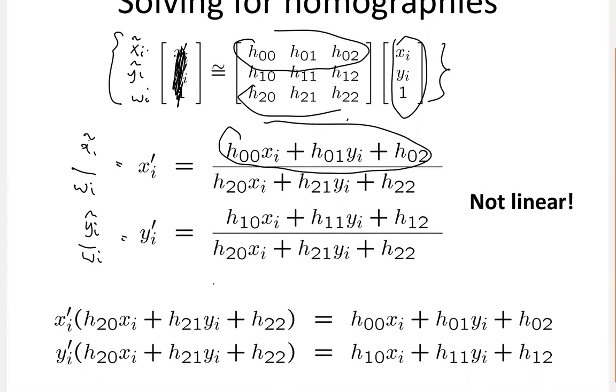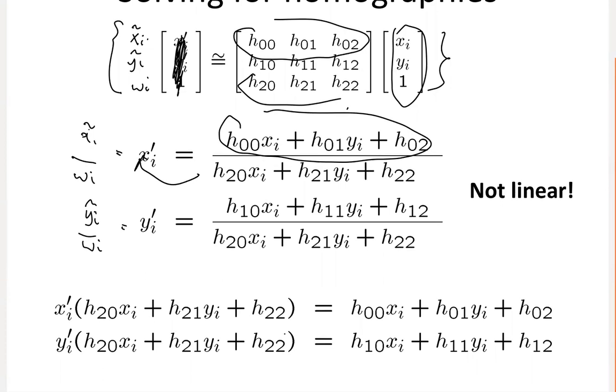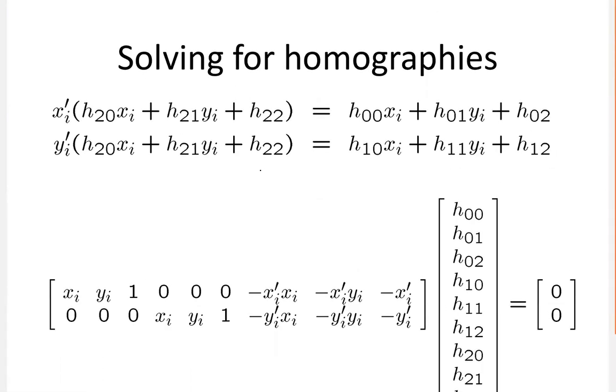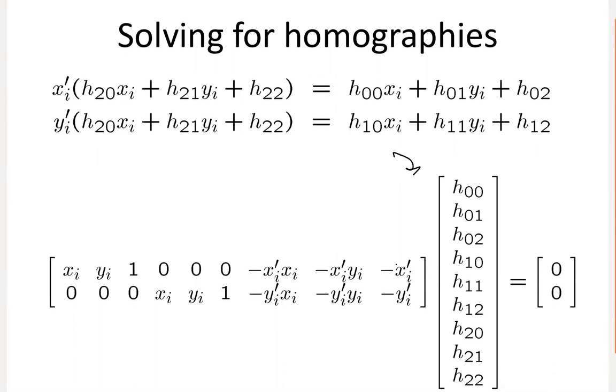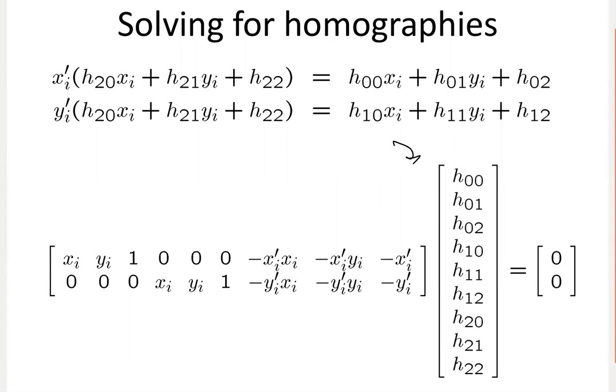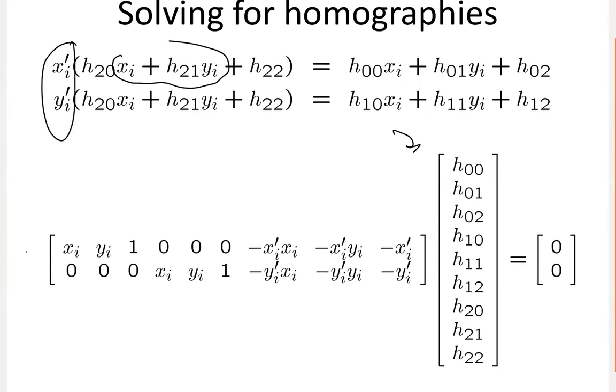So then we just rearrange things like this, multiply on the other side, and we get this one here, right? Now I can move the unknowns all to one side, so I have h00 up to h22 here. For each match, for every pair (xi, yi) matched to (xi', yi'), I will get two equations like this.